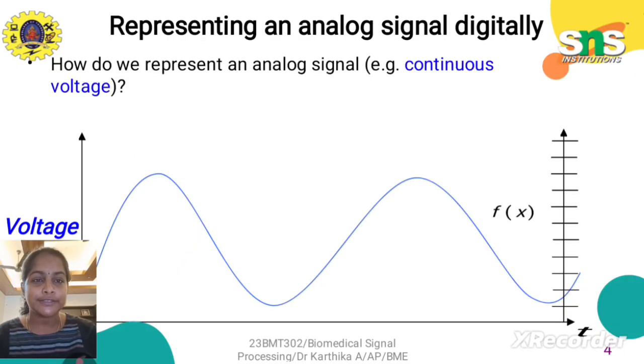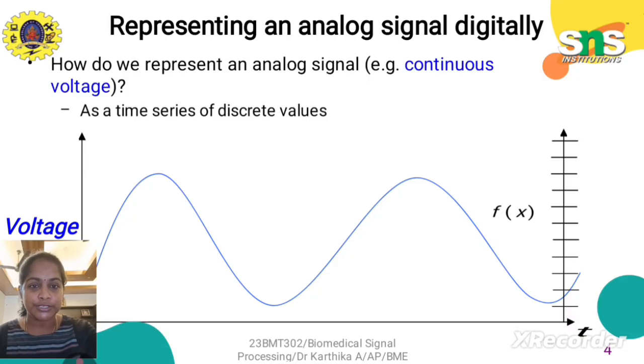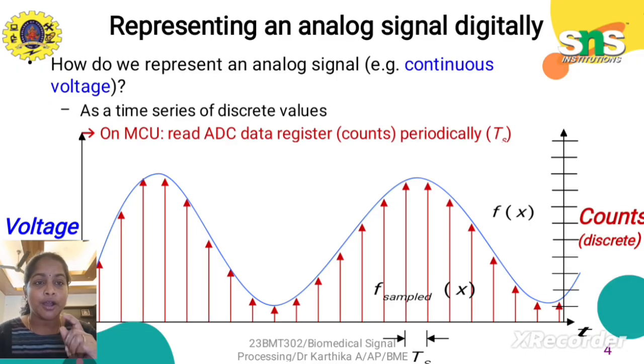See, first is representing an analog signal digitally. This is your continuous analog signal which represents f of x, function of x. Here your x-axis is time and y-axis is voltage, continuous voltage, shown as a time series. And how do we represent it? We can represent it with discrete values as a time series of discrete values. Your output is a signal with discrete time values, which is the output of sampling.